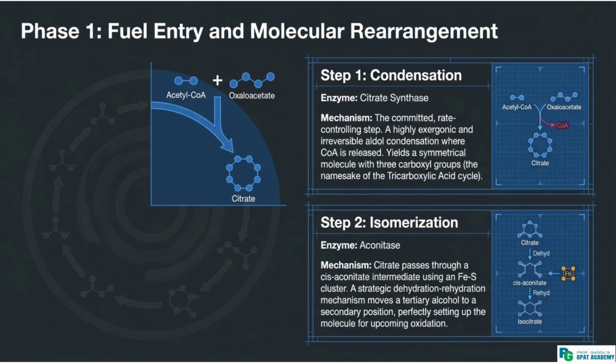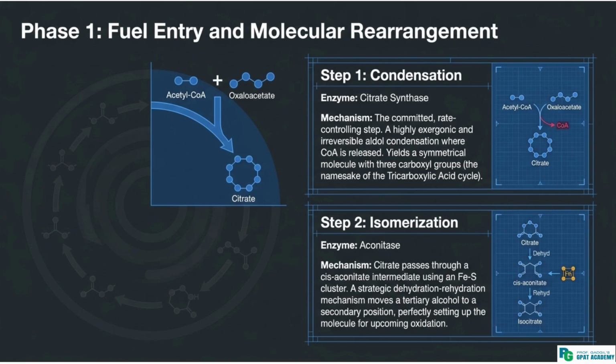Step 1 is the condensation, or the entry point. The enzyme is citrate synthase. The reaction: the acetyl group from acetyl-CoA is transferred to oxaloacetate, forming citrate and releasing CoA. Why it matters? This is the committed step of the cycle. Citrate synthase is an allosteric enzyme that controls the rate of the entire cycle. The reaction is highly exergonic and essentially irreversible.